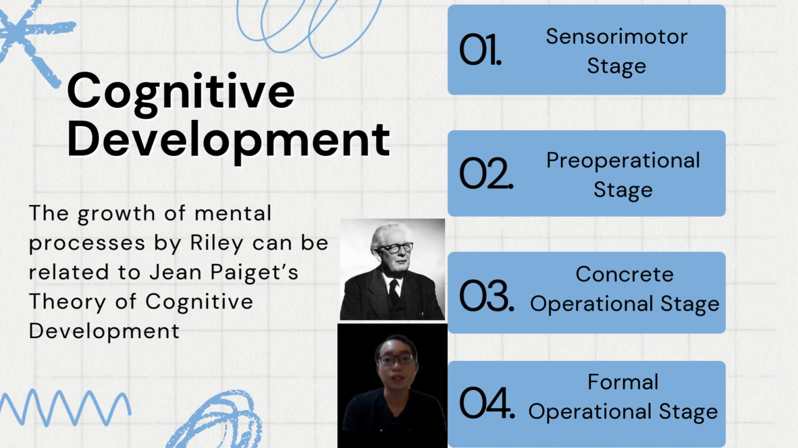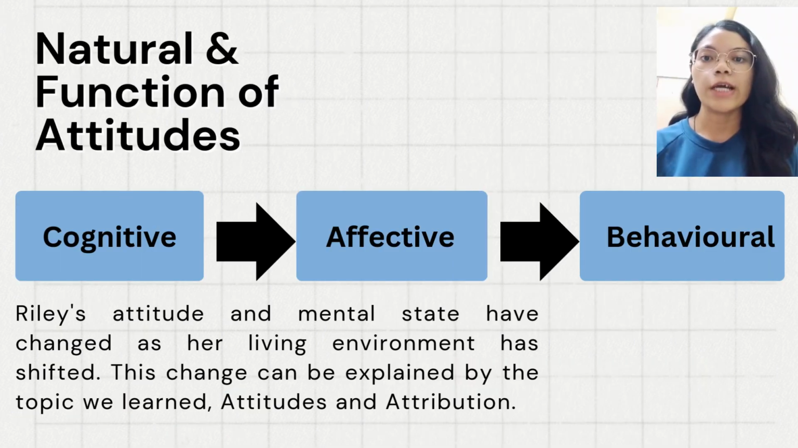When she had finally turned into a teenager, we could evidently see the way she thinks and analyzes situations, which are completely different from when she was younger. The second point review that I can make about this movie is about the nature and function of attitudes that relate with learning unit, attitude and attribution.